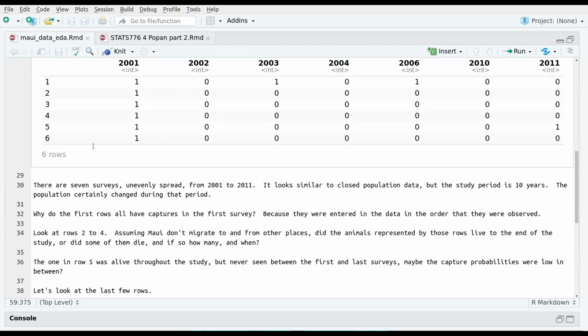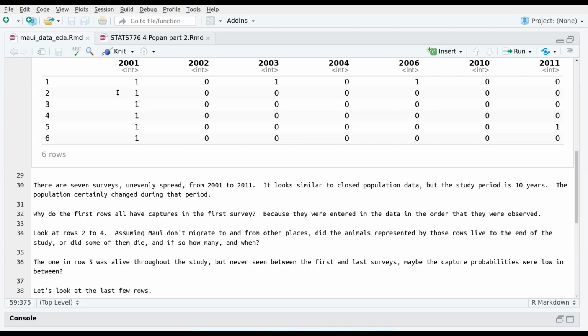Why do all the first rows have a 1 in the first survey? Just because the animals have been entered in the data in the order in which they were observed, right? So in the first survey, they can only enter the animals that were observed in the first survey, and so on.